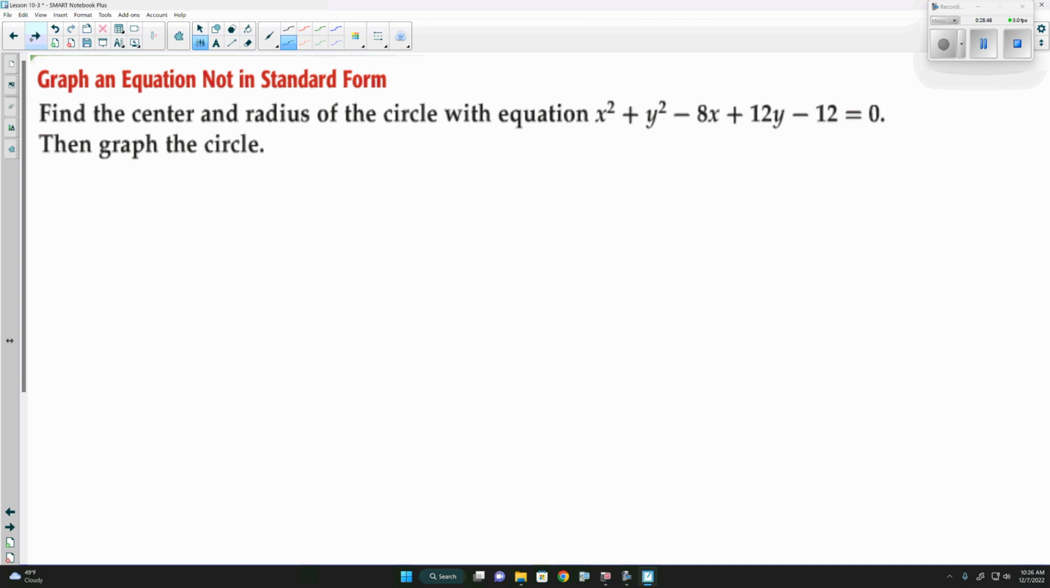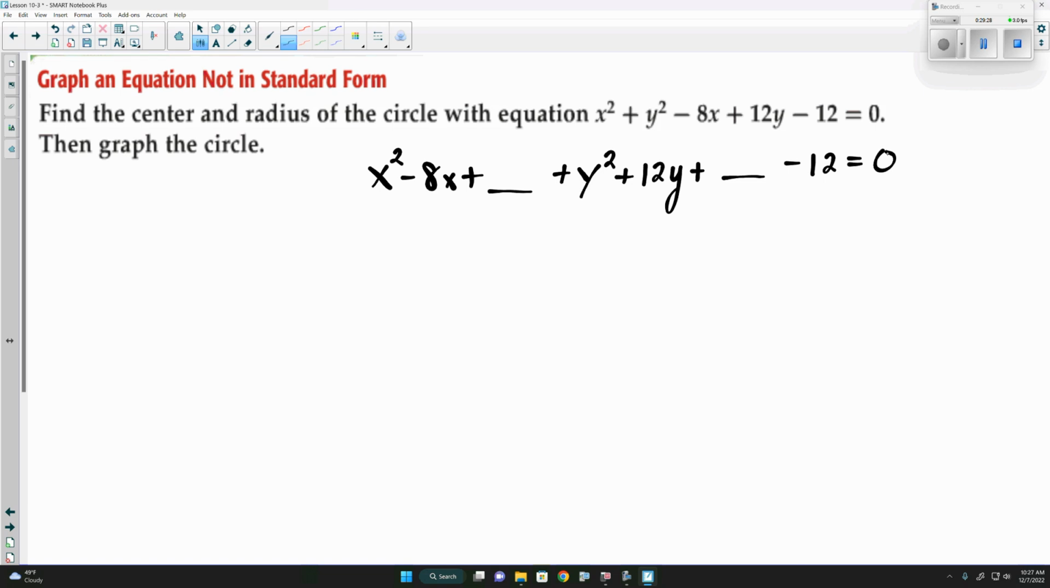Looking at this, the first step is to get the x's together and the y's together, and then get the constant term on the other side. So here, our x terms are x squared and -8x, plus a blank. Plus y squared plus 12y plus a blank, minus 12 is equal to 0. Because for a circle, the equation of a circle is (x minus h) squared plus (y minus k) squared.